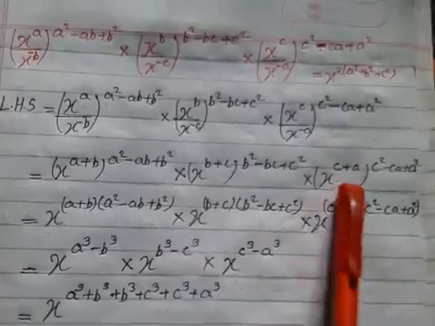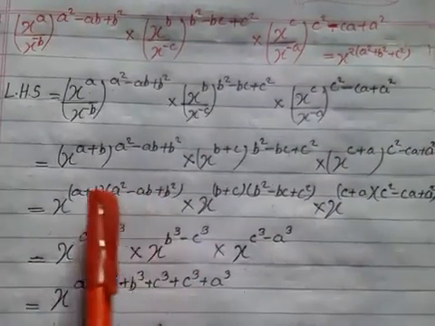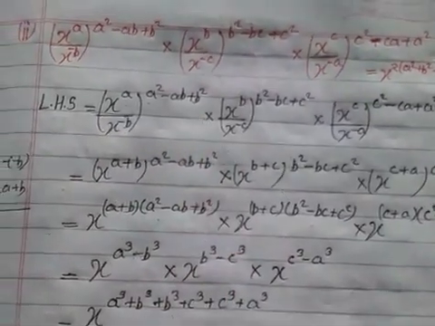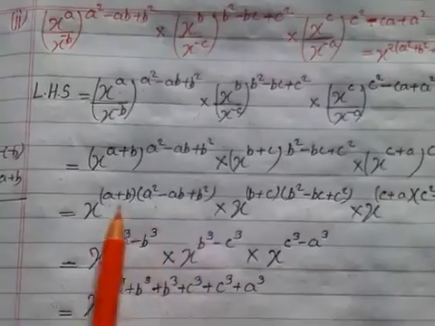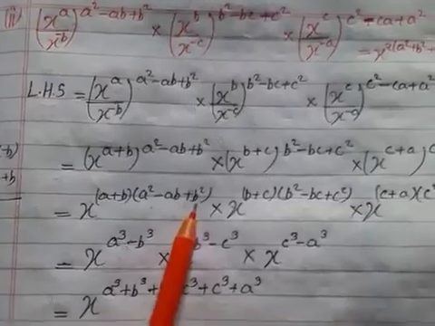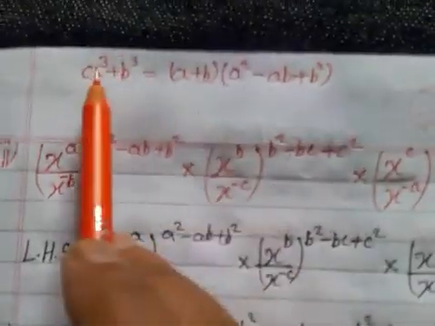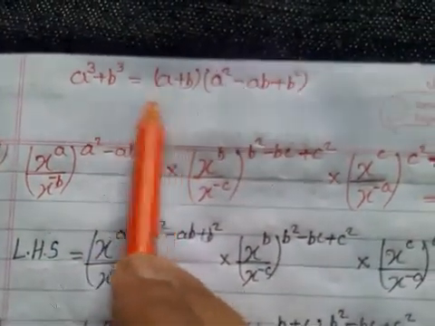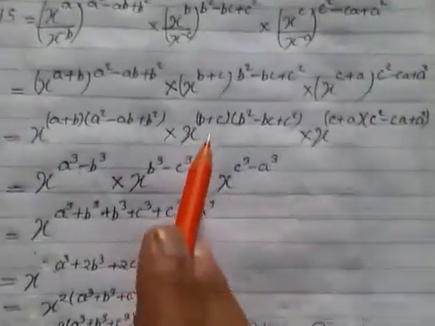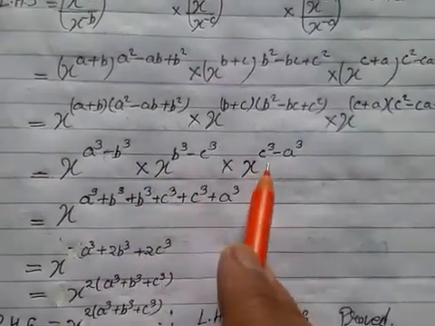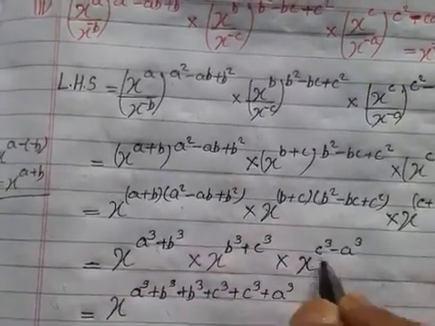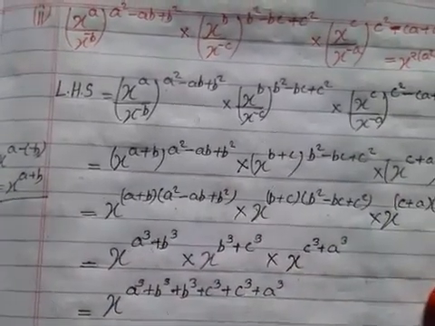Okay, so now we remove the bracket from base and give bracket to powers. Okay, so it comes a formula, a plus b into a square minus ab plus b square, which is the formula of a cube plus b cube. Okay, similarly these are also formulas: b cube plus c cube and c cube plus a cube.